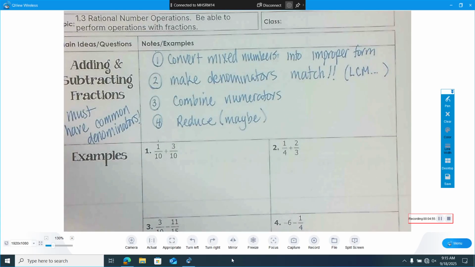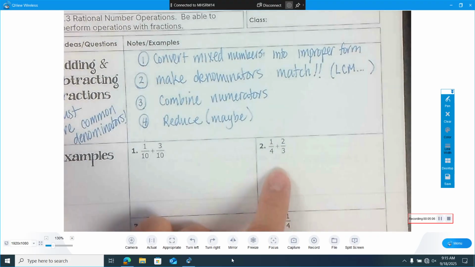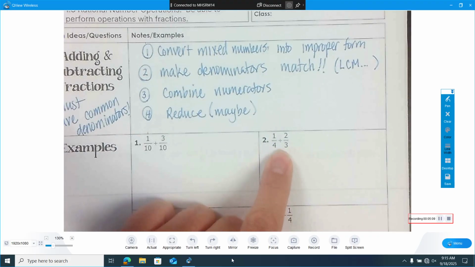Does that sound reasonable and fair? Yeah, it's better than doing all of them full out, right? Yeah? Okay. Let's go ahead and give a couple of these a try here. Here we have some fairly simple fractions. Let's look at number 2.